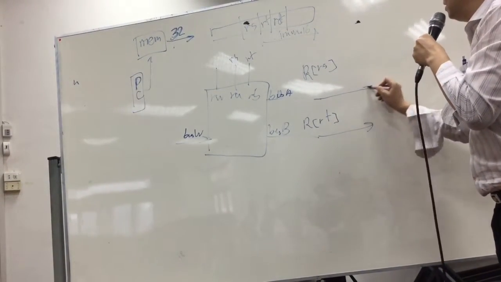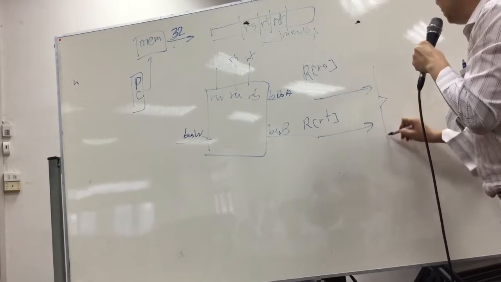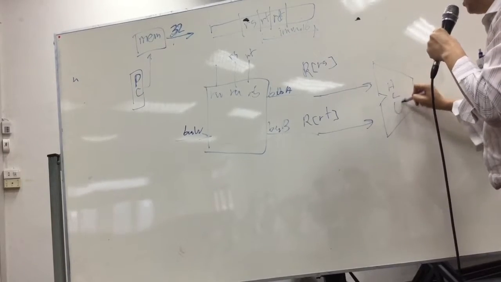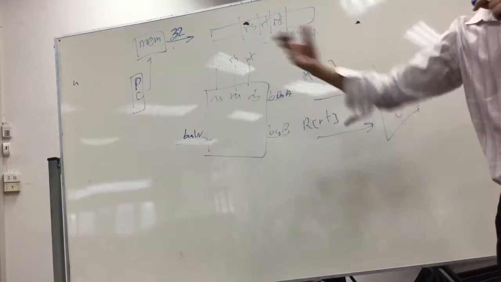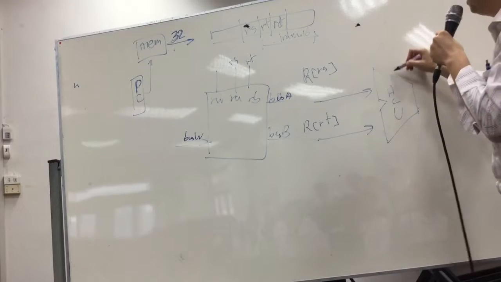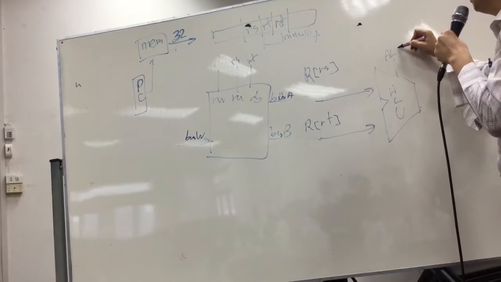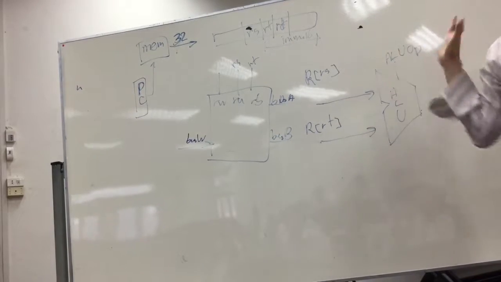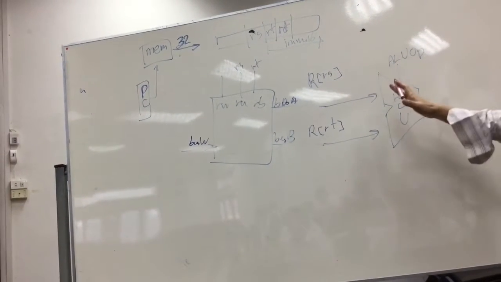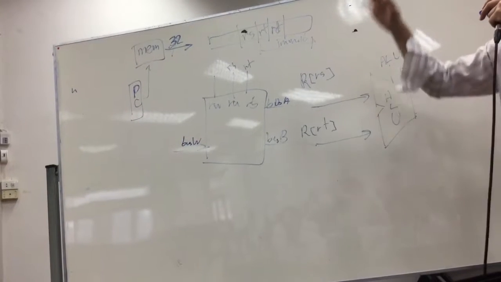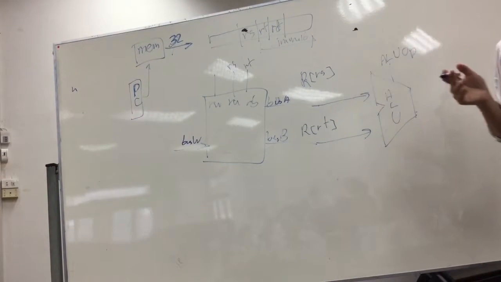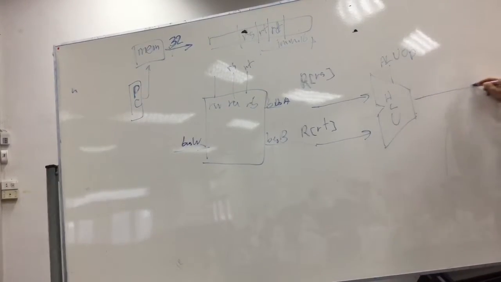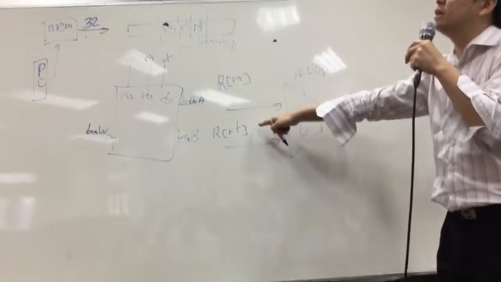Add them together, so I got ALU that basically can do add, subtract and OR. In reality you're gonna have an ALU operation to say what operation you want it to do, but let's skip that for now. Say the ALU can do either add, subtract or OR. Now we got the result that we want, RRS plus RRT.